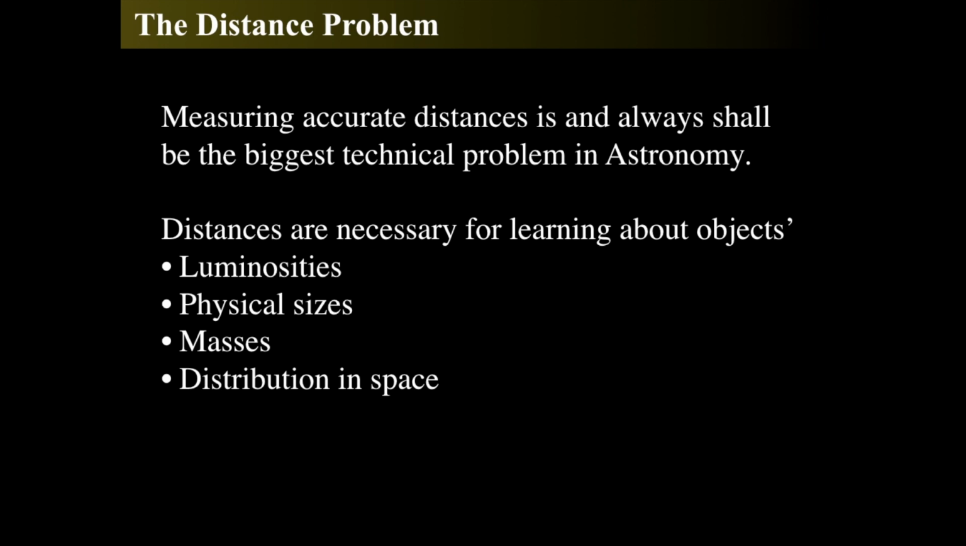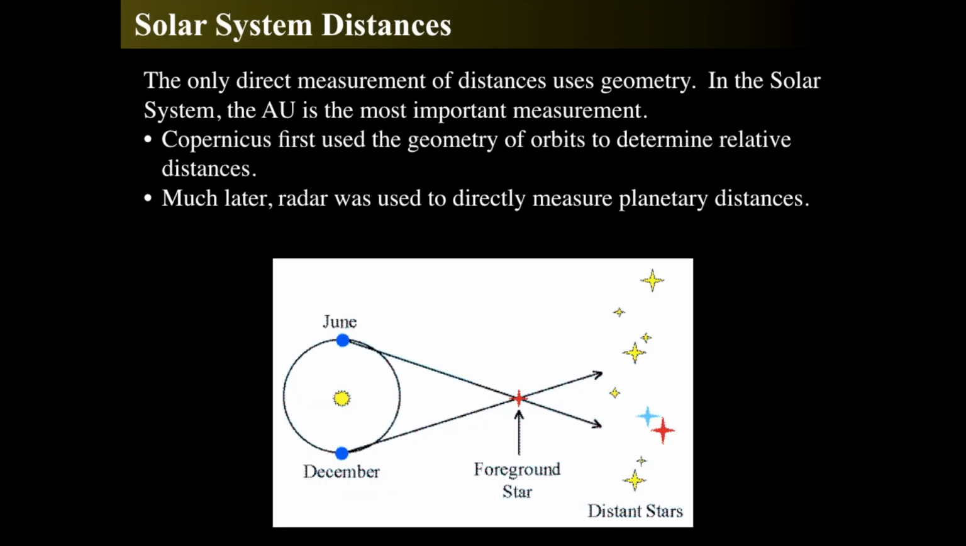So the distance problem is incredible because getting distances will always be the biggest technical problem in astronomy and, frankly, the most important thing to relate astronomy to astrophysics, because if you don't have distances, you can't know the luminosity, size, mass, or the distribution in space of objects. And without this, you can't understand their lifespans, how they were born, how they live, how they die, what they do, how they evolve, or anything. So distance is the key thing in astronomy, and it's also one of the most difficult things. All right, let's see how difficult.